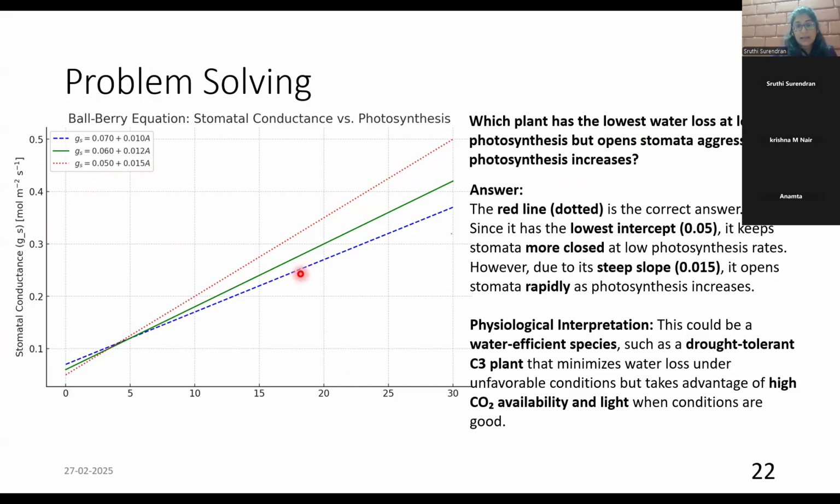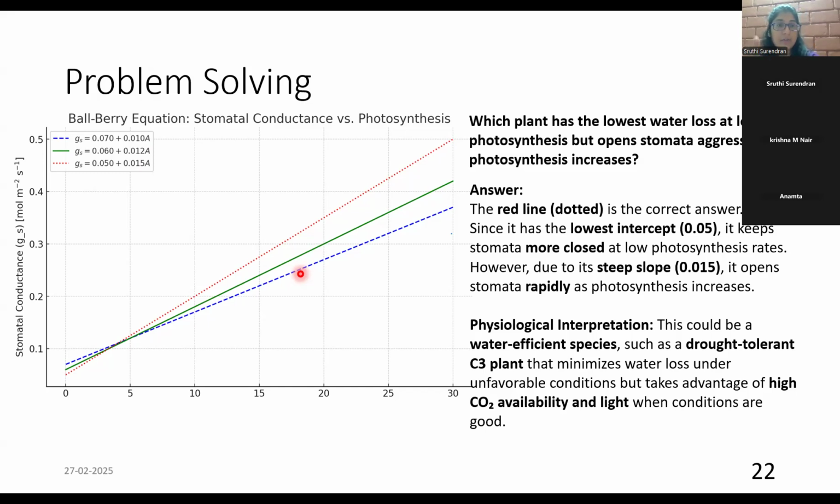And this is probably because it is a drought resistant plant. That is the physiological interpretation we can make. So this plant is not losing much water, but again it is very photosynthetically efficient. So if there's a lot of light and carbon dioxide, nice photosynthesis also will take place, but again water loss is less, which is saying that okay, this plant is a drought resistant or drought tolerant plant. So these are the physiological interpretations we can make from these curves.